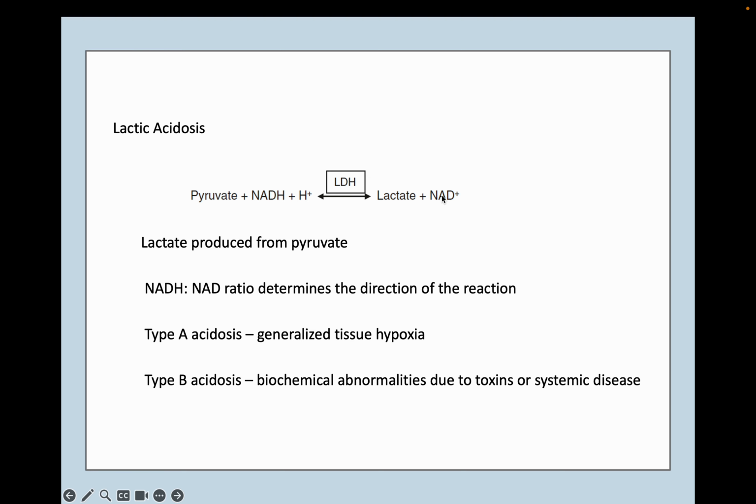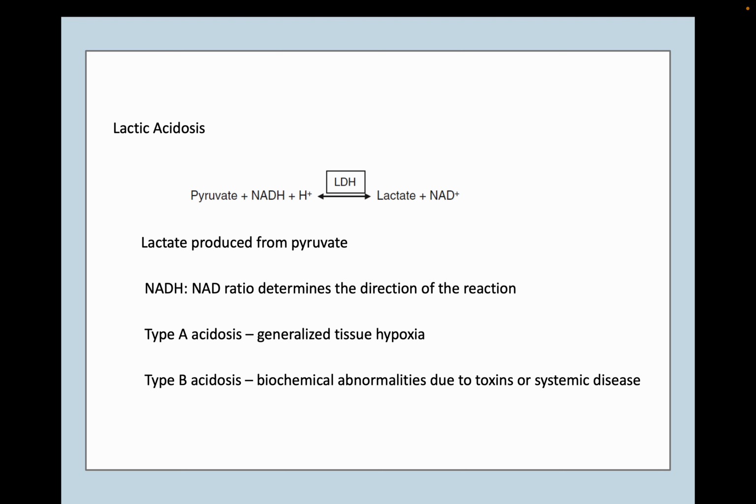So this predominant ratio determines the direction of the reaction. If NADH is more, it will convert to NAD plus. If NAD plus is more, it will convert to NADH. That is the major factor that determines this bidirectional reaction. Generally there are two kinds of lactic acidosis, type A and type B. Type A is due to decreased tissue supply, decreased perfusion per se. Type B can be due to drug related problems or some systemic abnormality. I'll discuss later the causes of type A and type B.